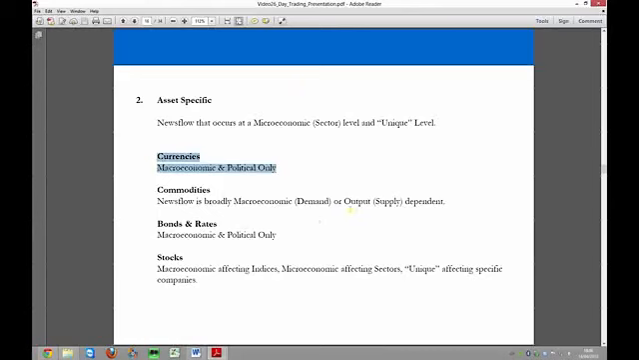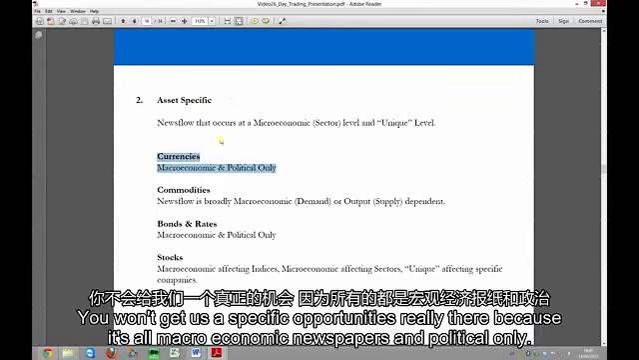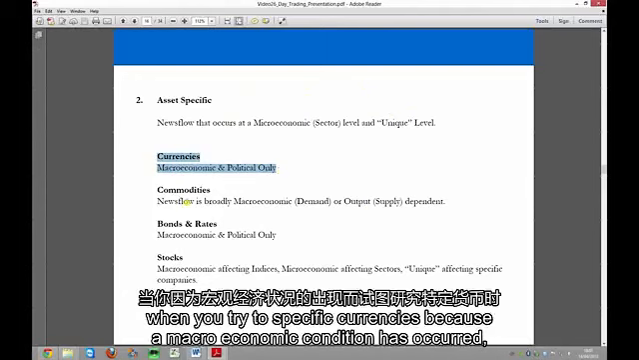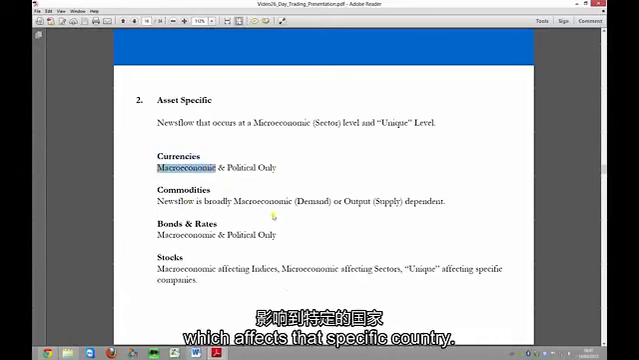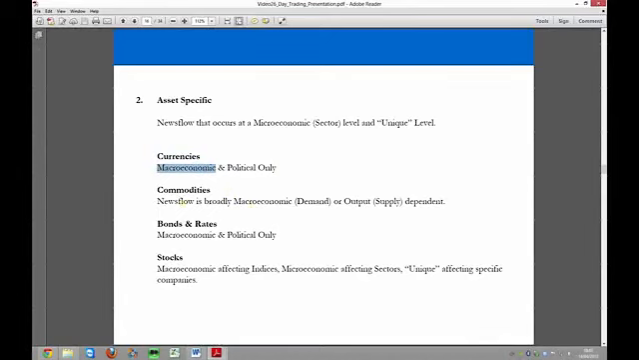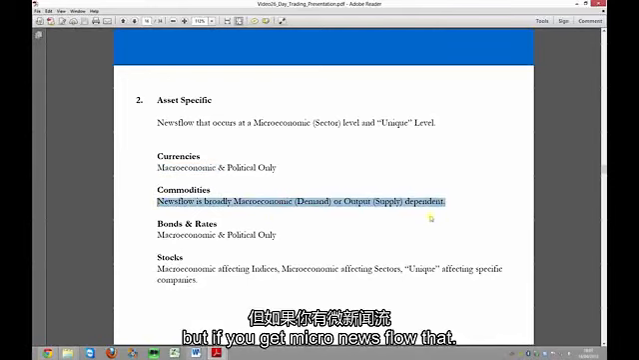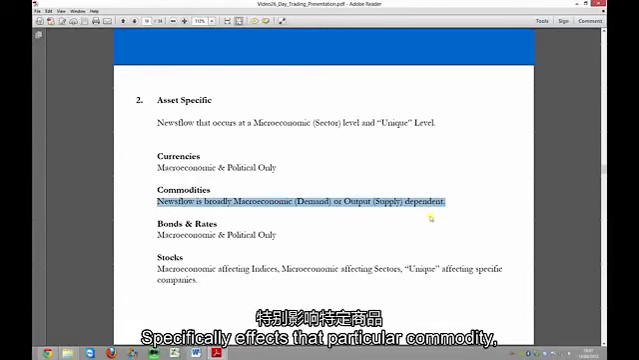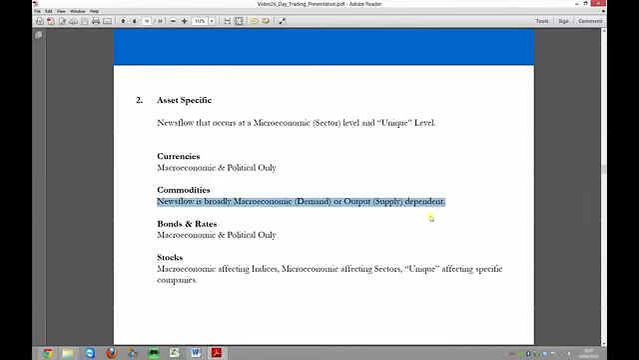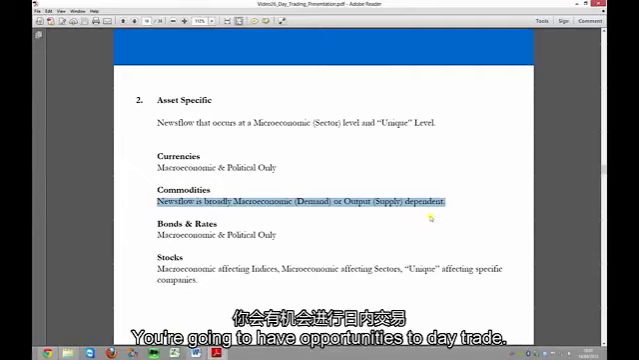So currencies, you won't get asset-specific opportunities really there, because it's all macroeconomic news flow and political only. So when you trade a specific currency, it's because a macroeconomic condition has occurred which affects that specific country. In commodities, it's broadly macro, but if you get micro news flow that specifically affects that particular commodity, where it affects the supply chain, you're going to have opportunities to day trade it.